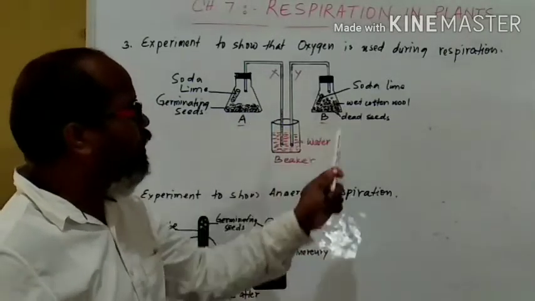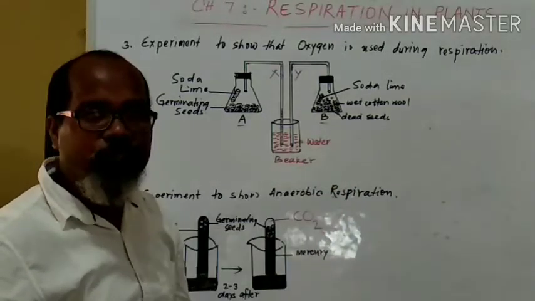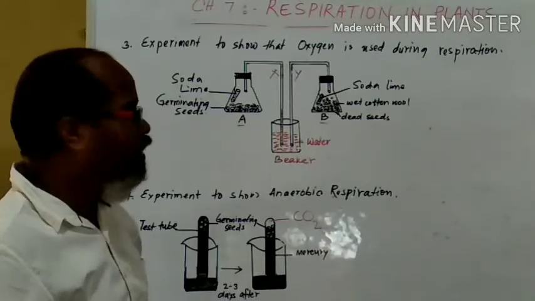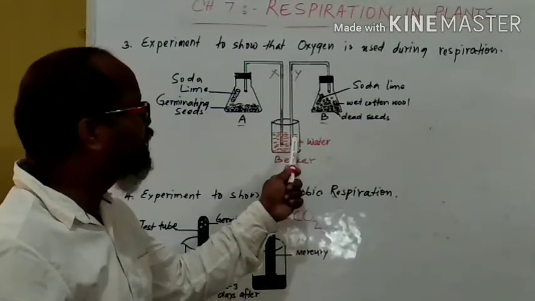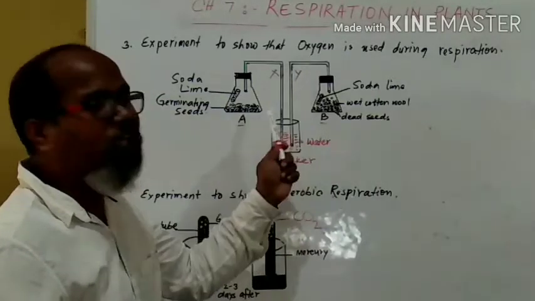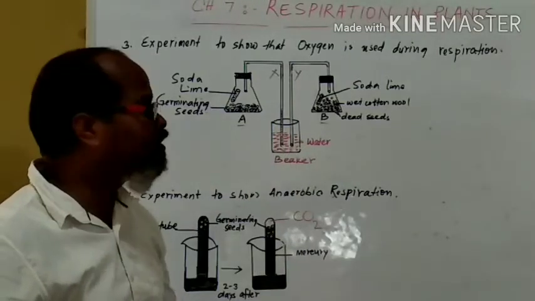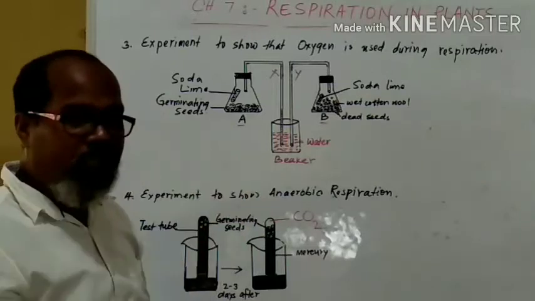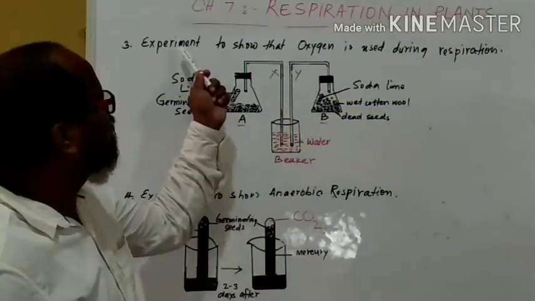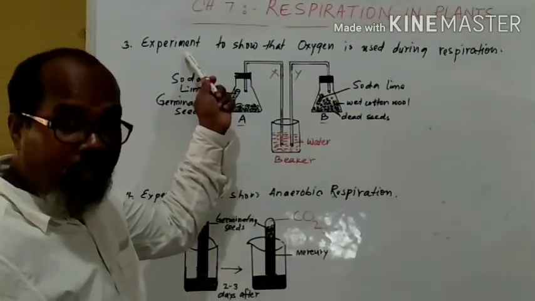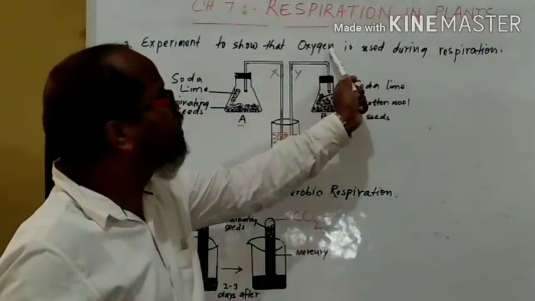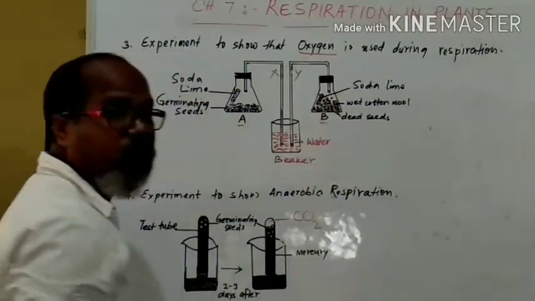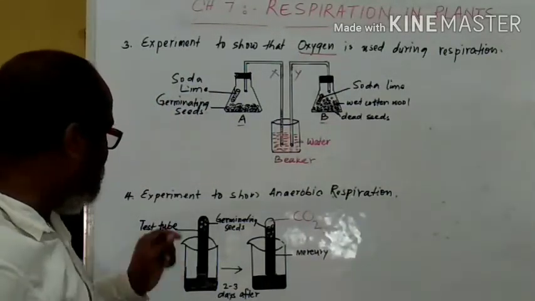Now in this, the dead seeds do not respire, and so they don't use oxygen. So the water over here in tube Y does not rise because oxygen is not used. So this experiment shows that in aerobic respiration, oxygen is used.